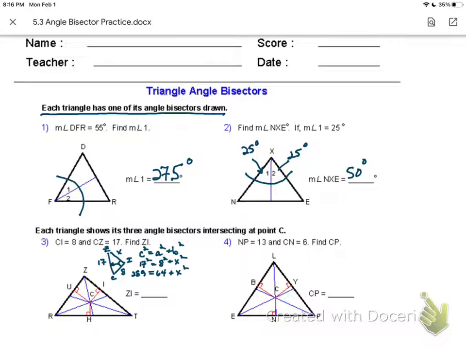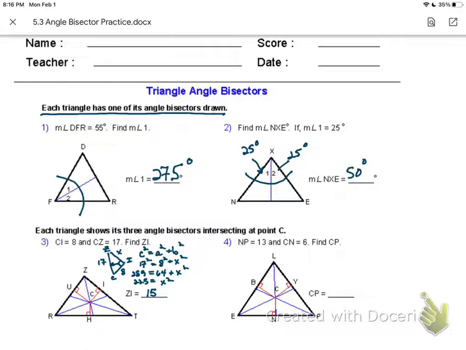Then take 289 and subtract away 64, and what do you get? You should be getting 225. That equals x squared. But we don't want x squared, we want x, which in this case is also ZI. So take the square root of 225 and see what you get. You should be getting 15. Okay, so that's using the Pythagorean Theorem along with the angle bisector theorem.